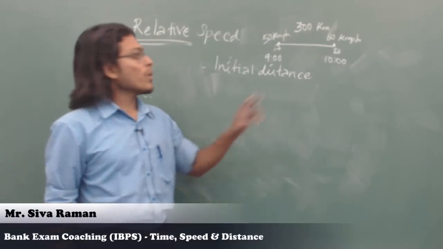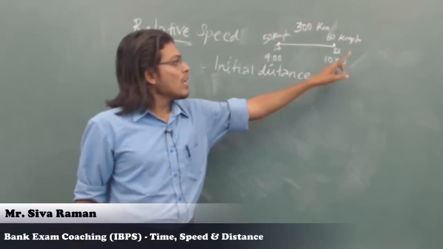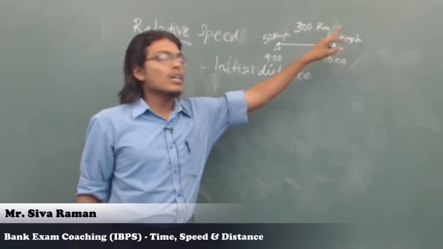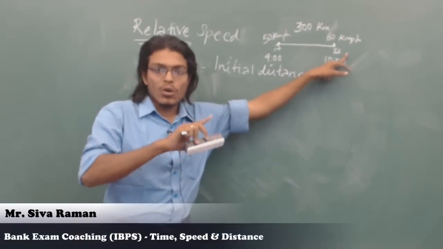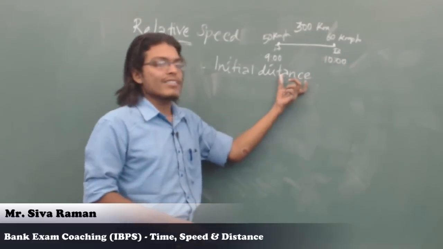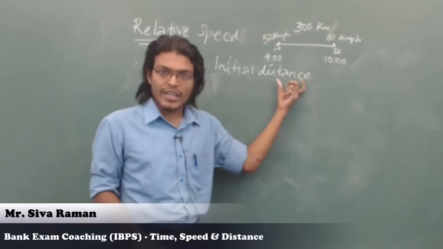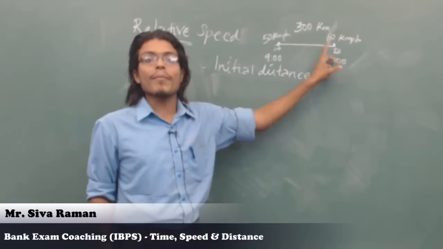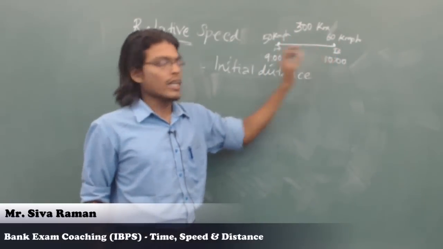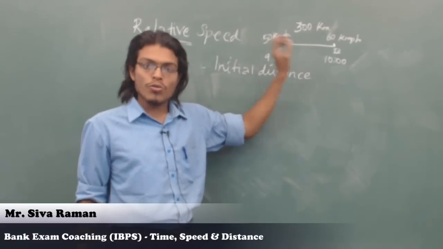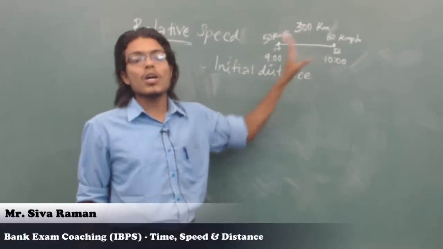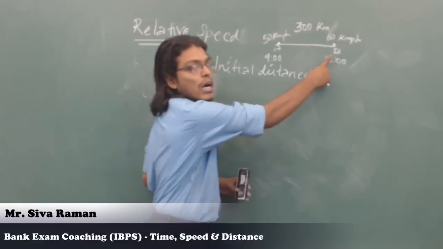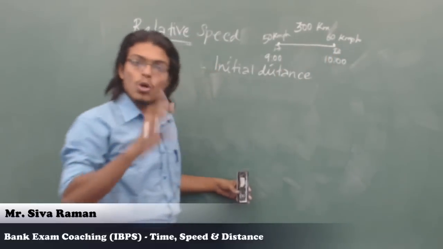At 9 o'clock, only one bus is moving. But at 10 o'clock, only at 10 o'clock, both the buses are moving. Initial distance is the distance between the two moving objects when both of them are moving. Right? It is the distance between the two moving objects when both of them are moving. So only at 10 o'clock, both of them start to move.